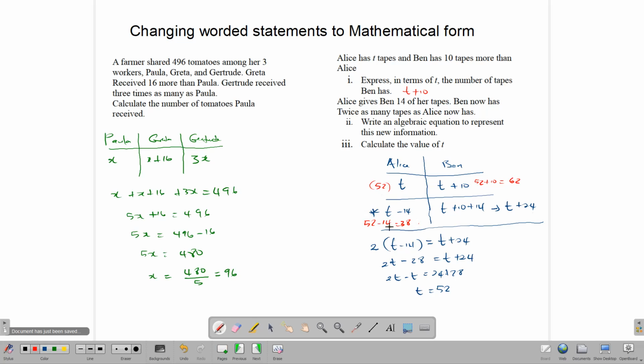And since she's going to give these 14 tapes to Ben, he's now going to have 62 plus 14, which gives us 4 plus 2, 6, 6 and 1, 7, which means that Ben now has 76 tapes. Now we are told that at this moment, Ben now has twice as many. And you can see that 38 times 2 is 76. So Ben does have indeed twice as many tapes as her in this instance. So we are absolutely sure that our answer here is correct because Alice has 52, and if you check it in the question, it works out perfectly.